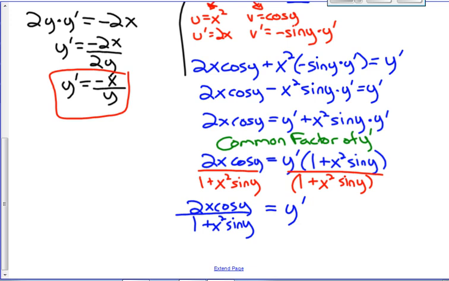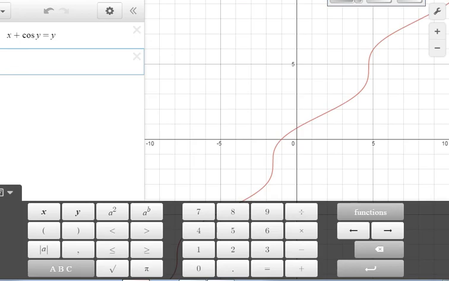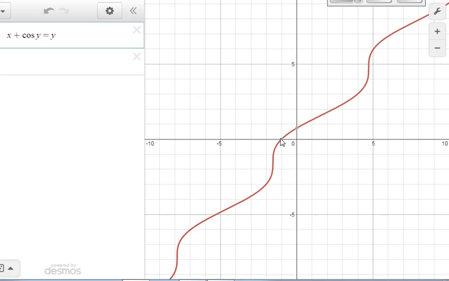Now, just to illustrate that this is still telling us the same stuff that derivatives always have, let's do a standard type of question where we're looking for the equation of the tangent. But what we're doing it on is a weird kind of relation. We have x plus cos y equals y. And here's what that looks like, this squiggly shape here. It contains the point negative 1, 0. Okay. And what we want to find out is, what does it look like there? What is its slope going to be?